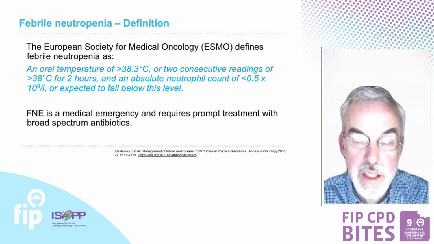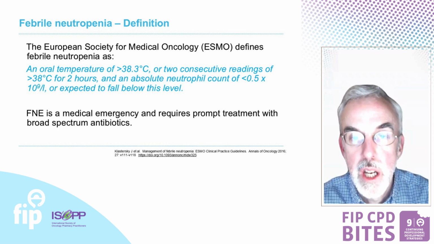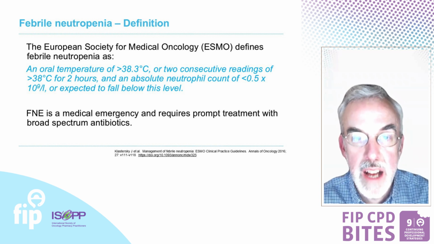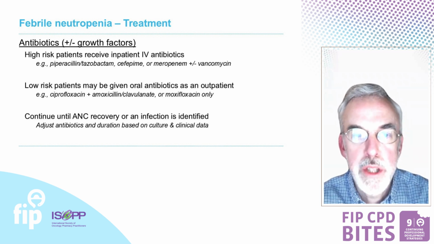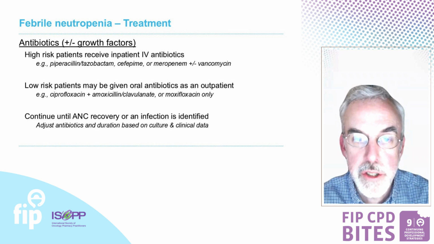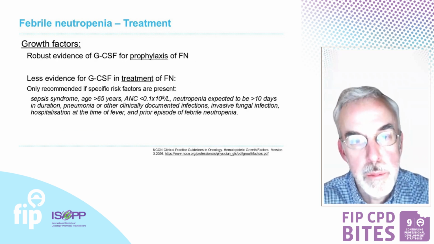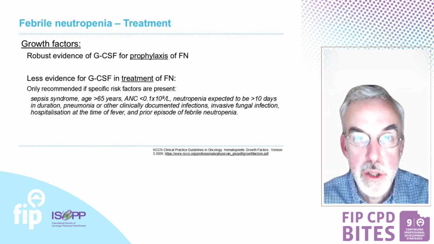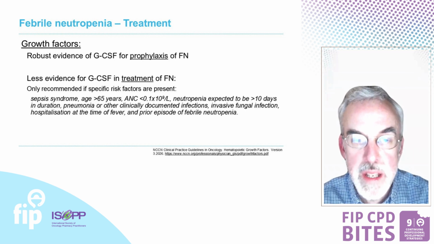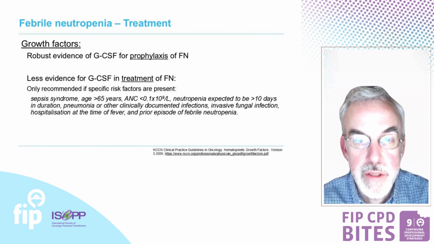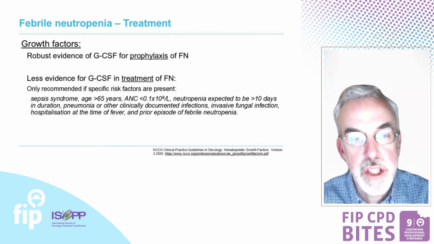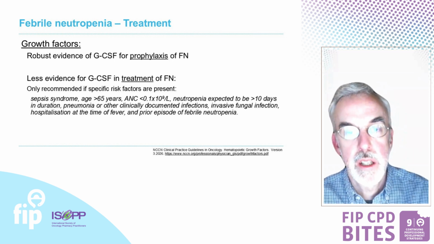And as has already been stated, febrile neutropenia is a medical emergency and requires prompt treatment with broad-spectrum antibiotics. I'm afraid that we don't have time to go into its management in detail, but the main point to get across from this slide is that risk stratification is often used to guide treatment. And it is also important to be aware that the evidence base for using GCSF in the treatment of febrile neutropenic episodes is much weaker than that for its role in prophylaxis. I've used the most recent NCCN guidelines as my reference, and you can see that only specific high-risk patients should receive this particular intervention.